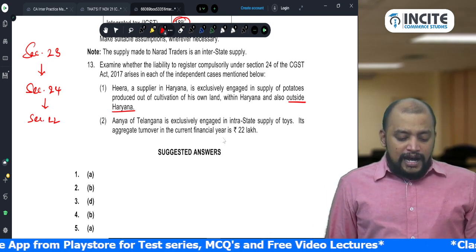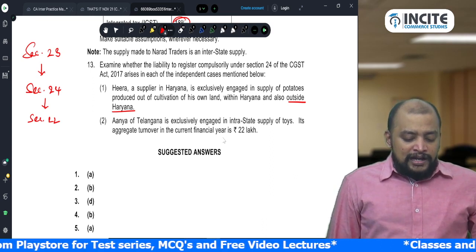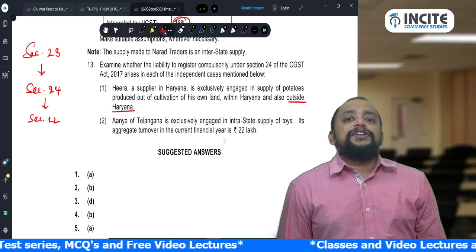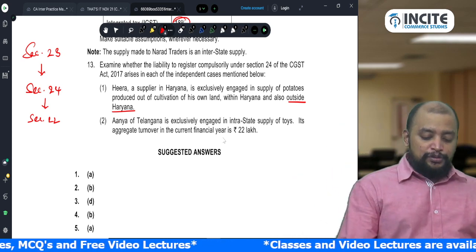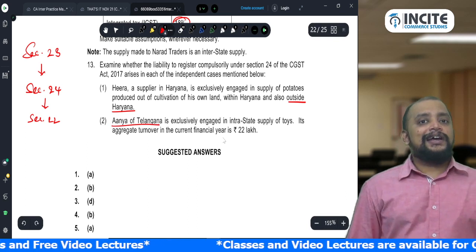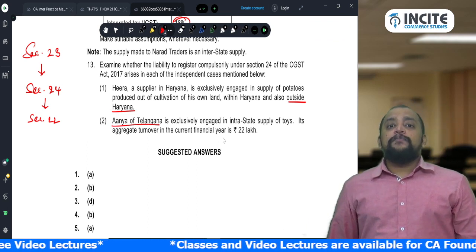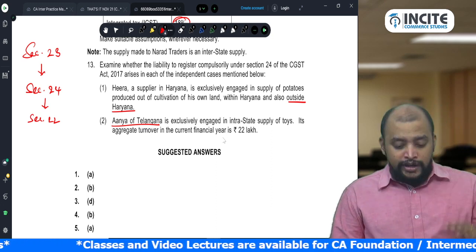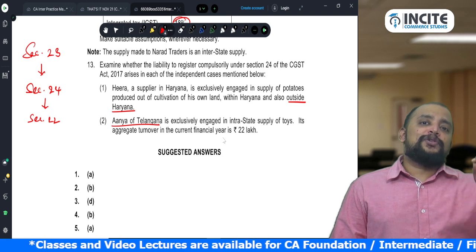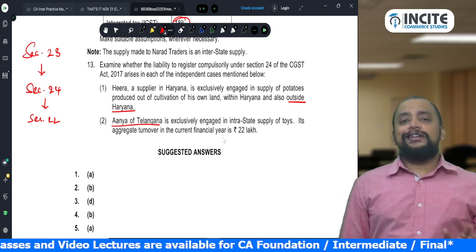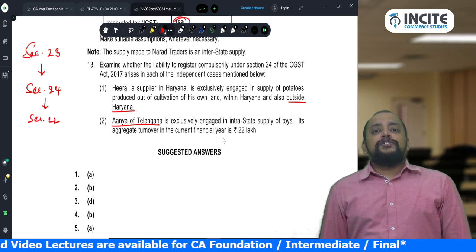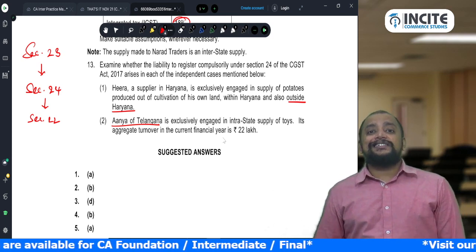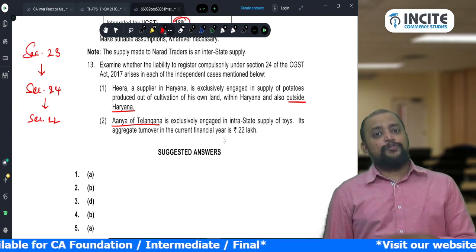Then Anya of Telangana is exclusively engaged in intrastate supply of toys. First we need to understand what is the threshold limit applicable to this person. We have MMTN: Manipur, Mizoram, Tripura, Nagaland. Telangana is not in Manipur, Mizoram, Tripura, Nagaland. If a person is operating in those states, then if the aggregate turnover exceeds 10 lakhs, they are liable to get registered. So that point is not applicable.